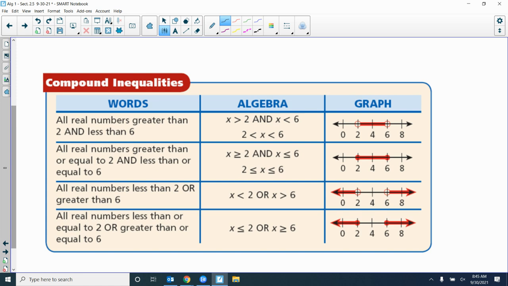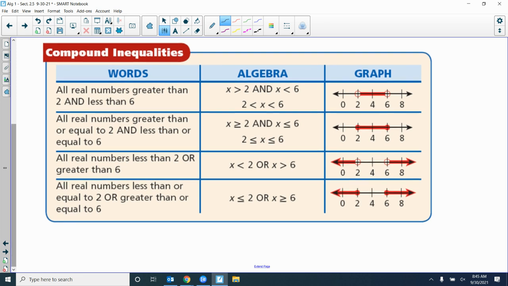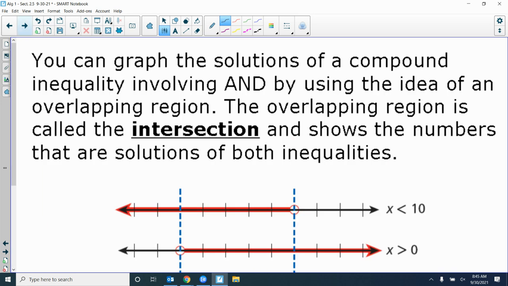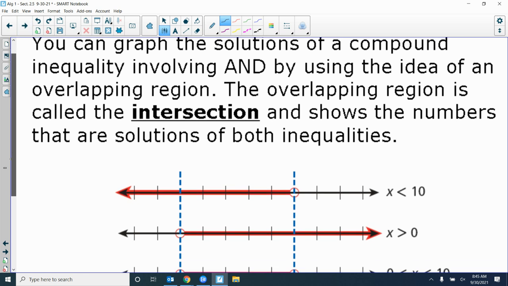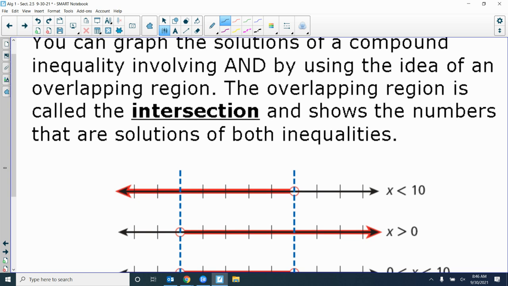The word or, however, is a little bit different, because it includes both answers. It has to be true for both cases, or it can be true for one case. So the number is less than 2 or bigger than 6. Less than or equal to, or bigger than or equal to 6, as well. Now, these are the type of problems that we need to be able to come up with a final graph. Just look at that. That's on your notes, isn't it? If it has the word and.